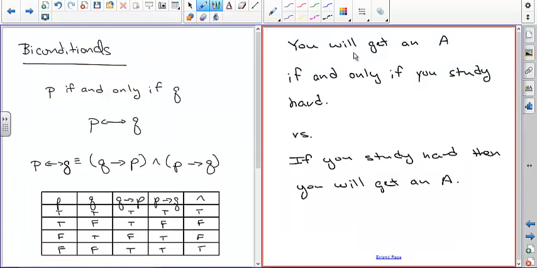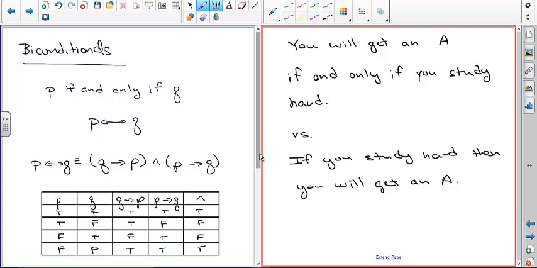Okay, so the biconditional form of the example is you will get an A if and only if you study hard, versus if you study hard, then you will get an A. It seems like it's the same thing, but as we've seen, there is the case of somebody not studying hard and still getting an A, and then the people who studied hard are like, maybe I didn't need to study hard. I could have still got an A. Whereas here, the only way to get an A is to study hard.